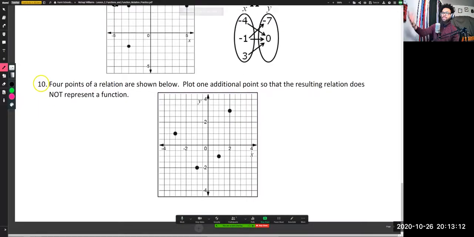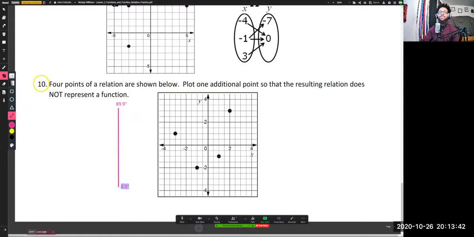All right, so the last problem I'm going to go over is number 10. 4 points of a relation are shown below. Plot one additional point so the resulting relation does not represent a function. So we're working with relations again, and we're trying to make this not be a function. At the moment, it is a function. This is something that would pass that vertical line test.